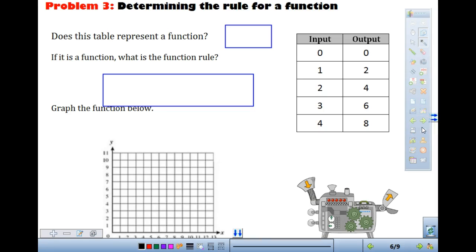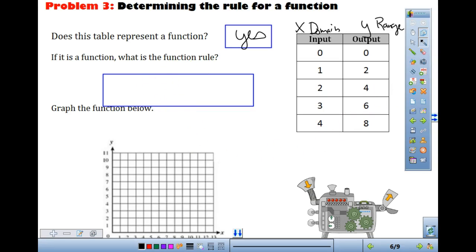So, please take a look at this input-output table. So we're going to be looking at rules, okay? So you have to come up with your rules. When we look at this one, if this is our domain, please write domain up here, right? Domain, really our x, that's what we're talking about. This is our y coordinate when we graph, or our range. Does it represent a function? Does each input give us one output? Yes.